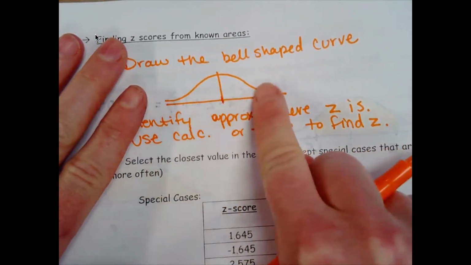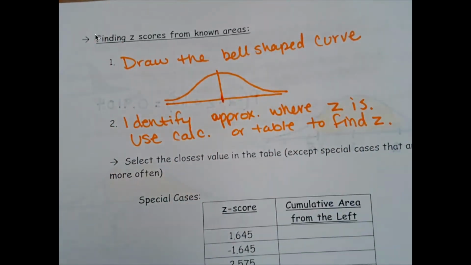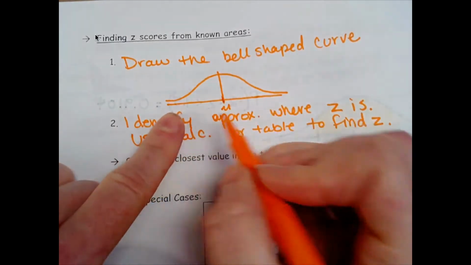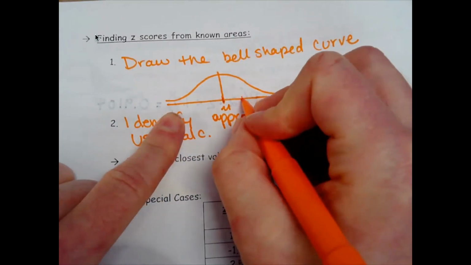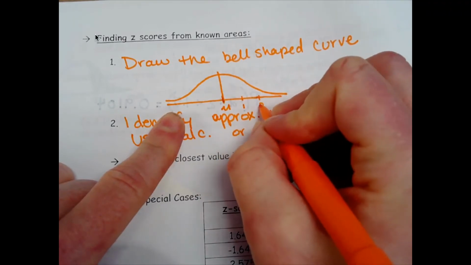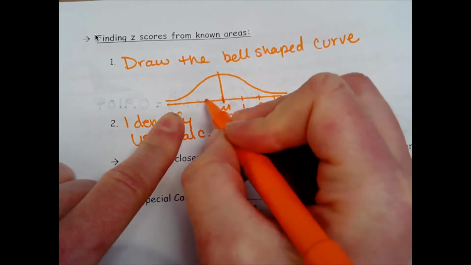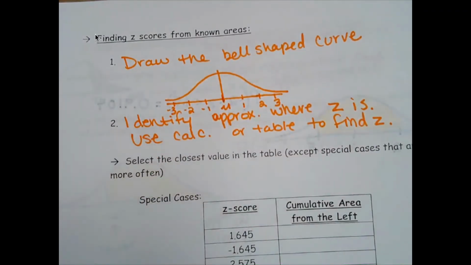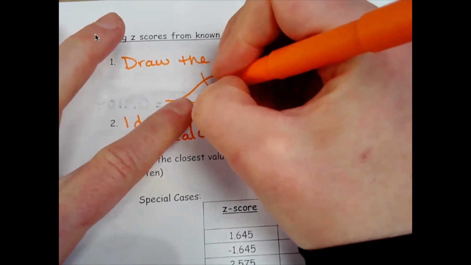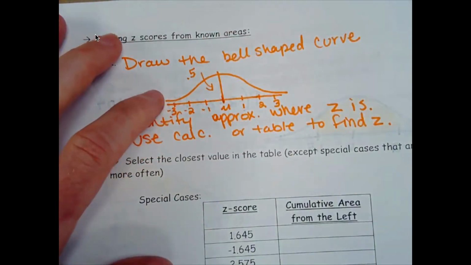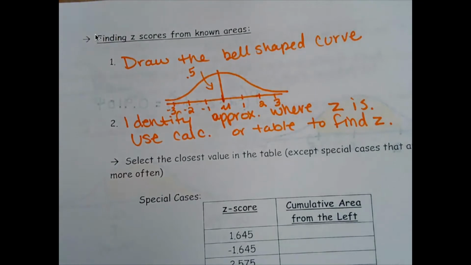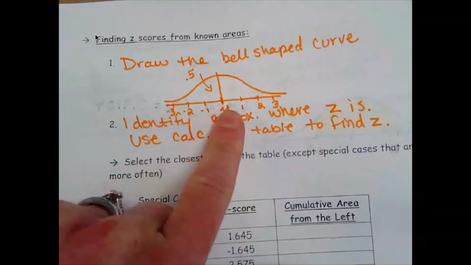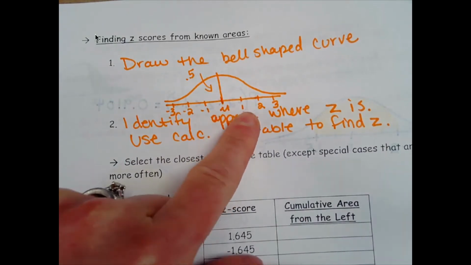So you just have to pay attention to how much area they're talking about so you know whether your z-score is going to be positive or negative, because this would be 1, 2, 3, and so on, and then this is -1, -2, -3. You know that this area represents 50% or 0.5. Anything below 0.5 would go in the negative direction for your z-score. Anything above would go in the positive direction.